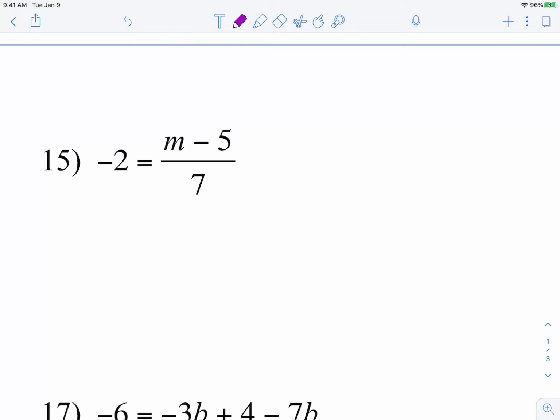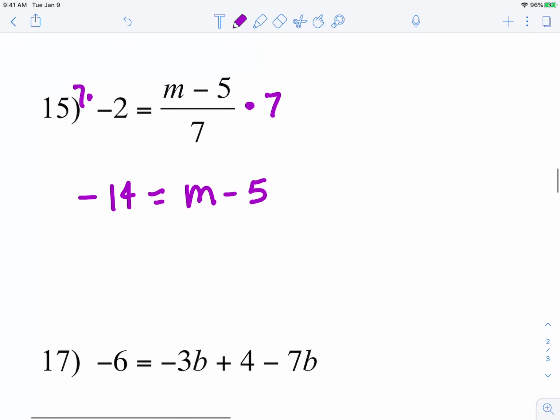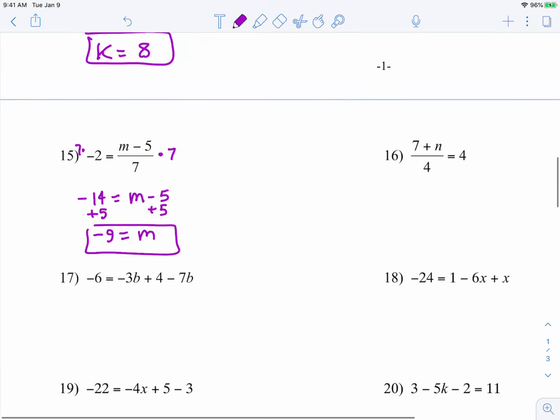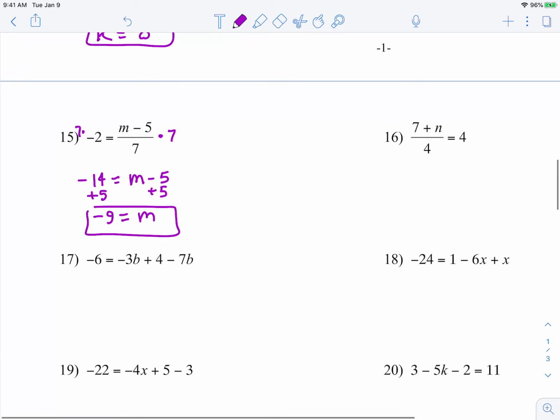So our way around this here is we're gonna undo the divide by 7 by multiplying by 7 on both sides. That's gonna get us negative 14 and then n minus 5. Okay, and then once you're done with that, then we finish getting n by itself by adding 5 to both sides, and that'll get us negative 9 is equal to n, and that'll be it there. So pretty easy there on those.